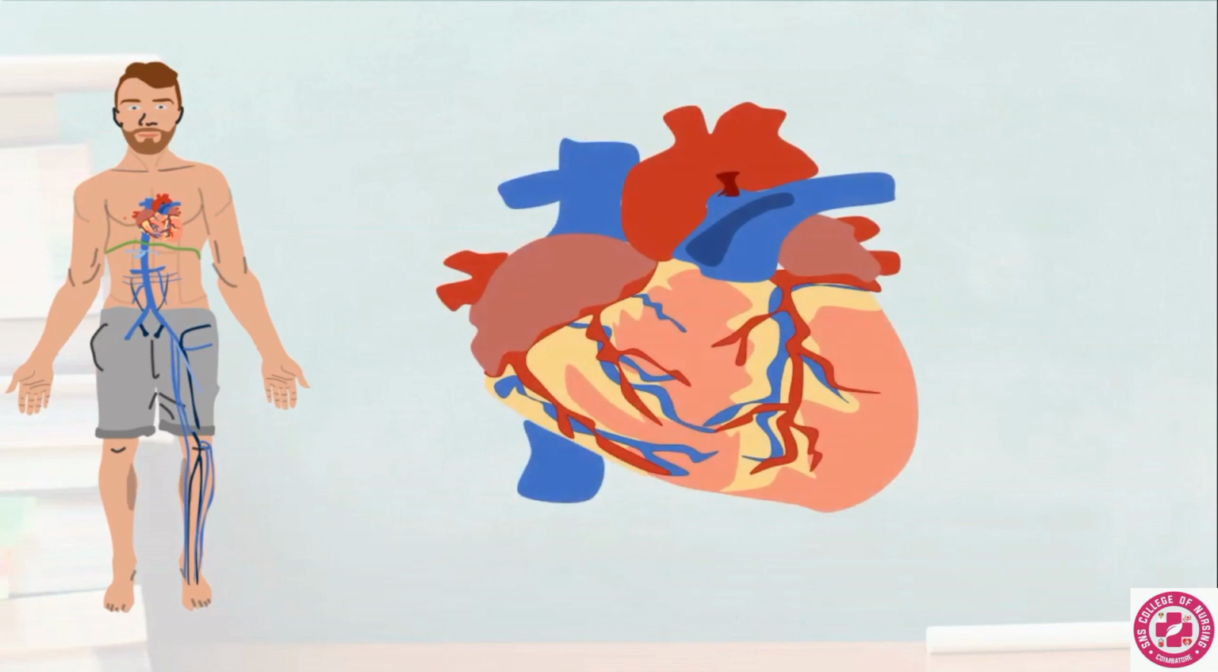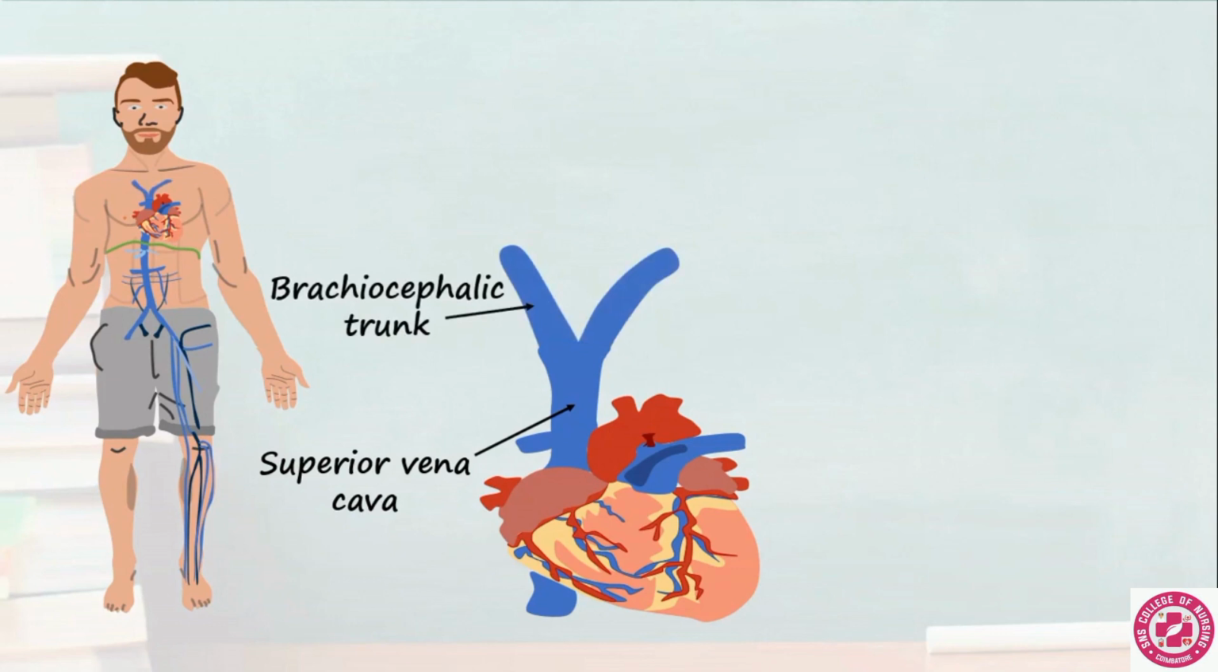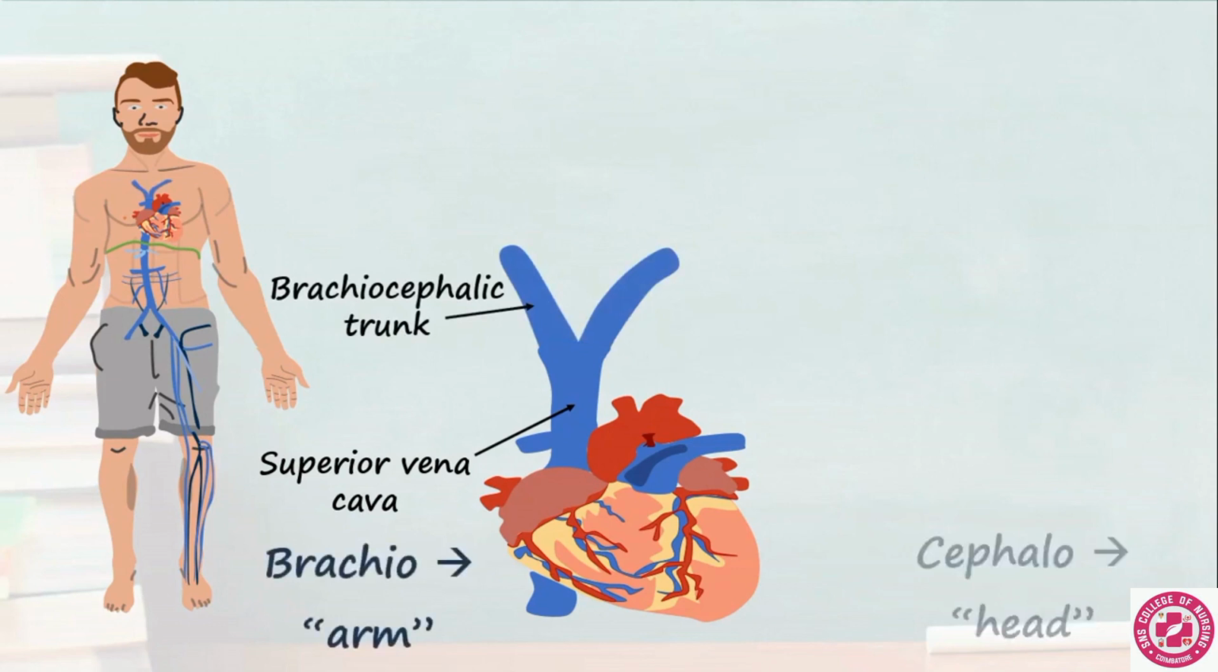So before we followed the inferior vena cava, now let's see what the superior vena cava has to offer. The first 2 tributaries are the right and left brachiocephalic trunks, which derive their names from words for arm and head, as these are the regions that these trunks drain.